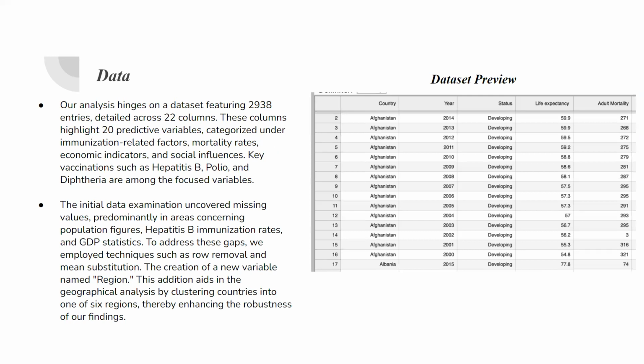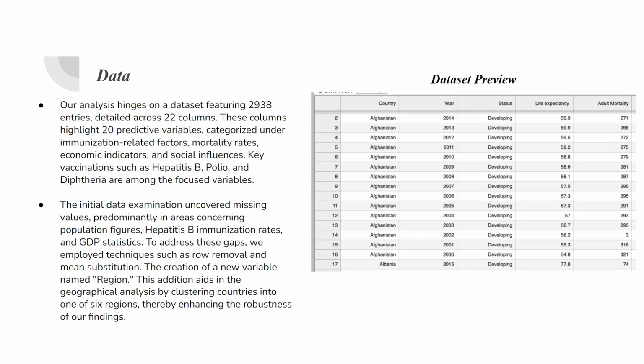Here's a data set preview of just the first couple of variables. For each row, it has the country and the year that it was taken. There are 2,938 entries or rows detailed across 22 columns. These have 20 predictive variables, or quantitative variables, categorized under immunization-related factors, mortality rates, economic indicators, social influences, and a lot of key diseases such as hepatitis B, polio, and diphtheria, among other ones.